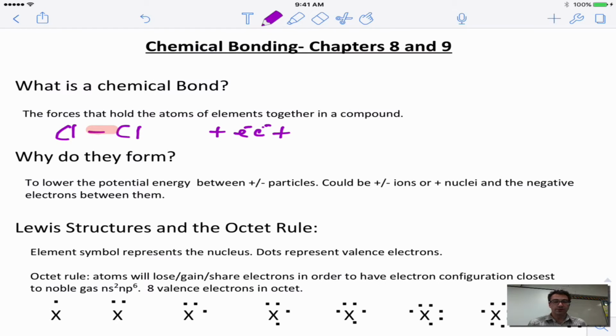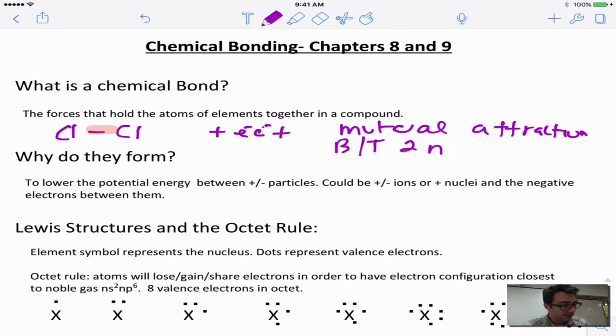And so what we end up with is this mutual attraction for the electrons between the two nuclei. There's also repulsion between the electrons and between the two nuclei, so it ends up balancing out, where they reach a distance called the bond length, and those two chlorines will always have a certain length between their nuclei that corresponds to the optimal distance between them.